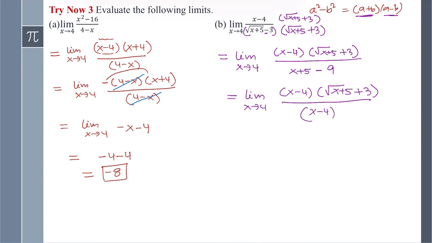Again, we have this common factor here, so we can cancel this too, and then we can do the direct substitution. So now we can substitute that. So square root of 4 plus 5 plus 3, and then 4 plus 5 is 9, square root of 9 is 3, 3 plus 3 is 6.